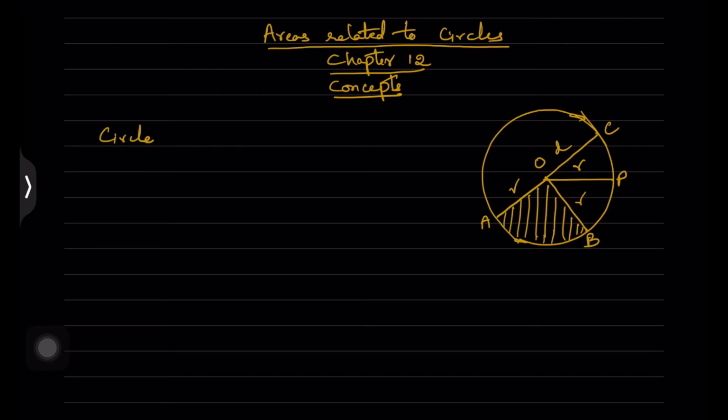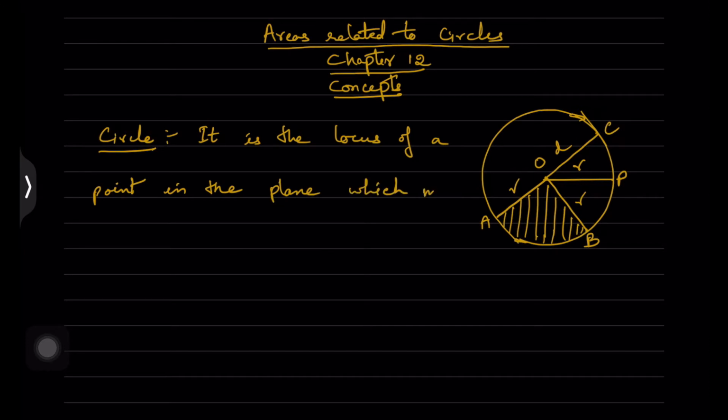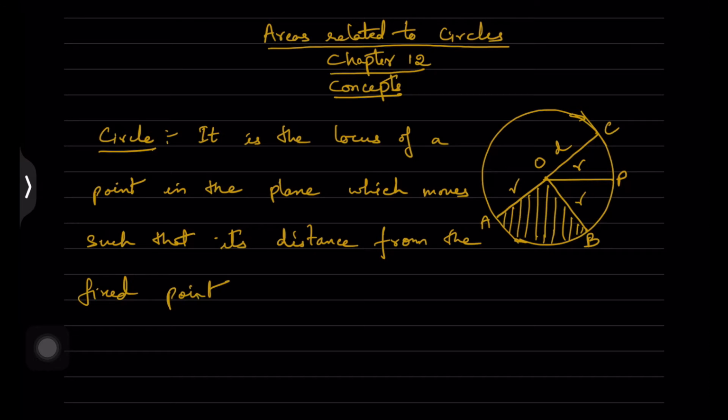What's a circle? Circle is nothing but the locus of a point in the plane which moves such that its distance from the fixed point remains constant. So now the fixed point is nothing but O over here.